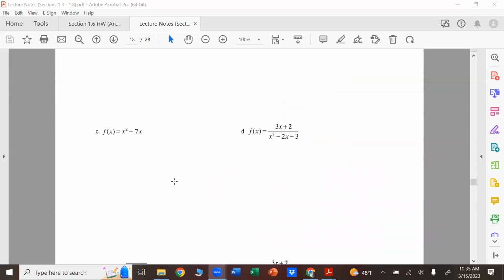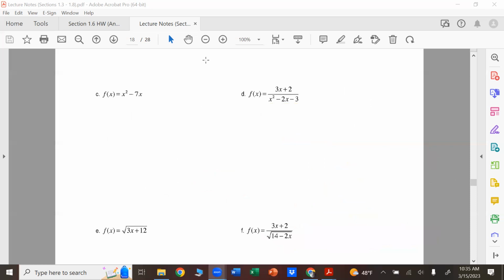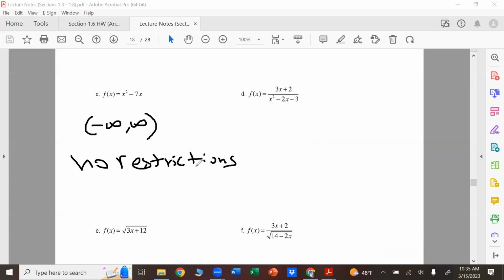Let's keep trucking here. C is going to be all real numbers. There are no restrictions, because that's just a quadratic function. That's like a parabola. When I say no restrictions, I mean radicals or 1 over something on the bottom, right? We don't have that.